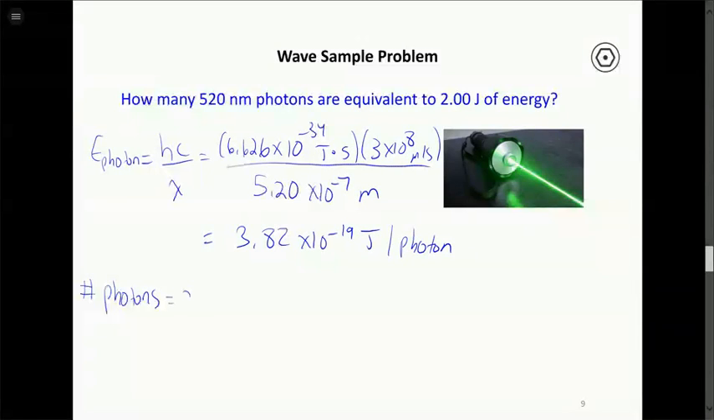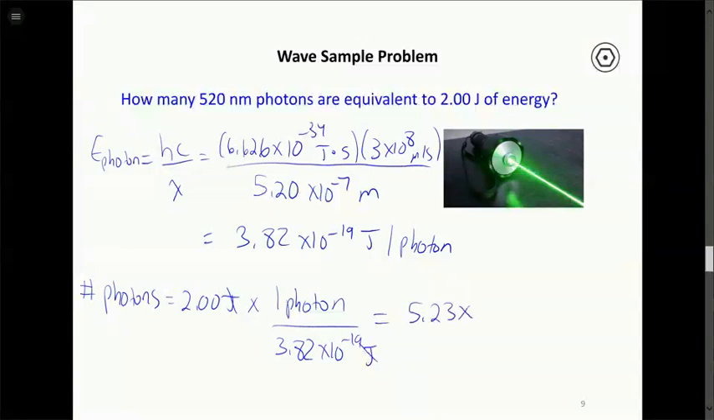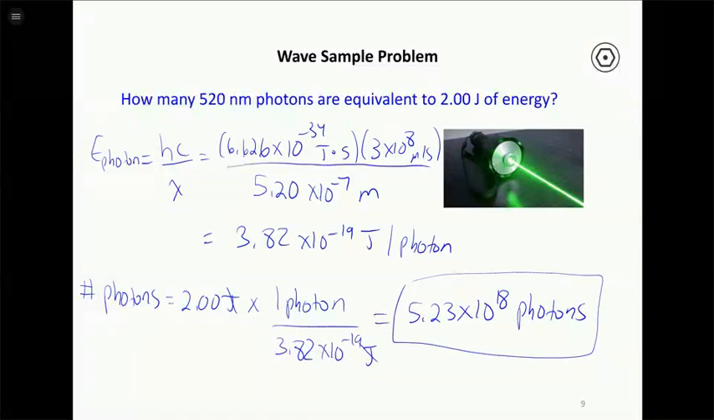So we have 2.00 joules of energy. We know that 1 photon has an energy of 3.82 times 10 to the minus 19 joules. So joules cancel, that converts joules into photons, and this is going to have a total of 5.23 times 10 to the 18th photons. So again, a very huge number. So to get a reasonable amount of energy, we would have 5.23 times 10 to the 8th photons.